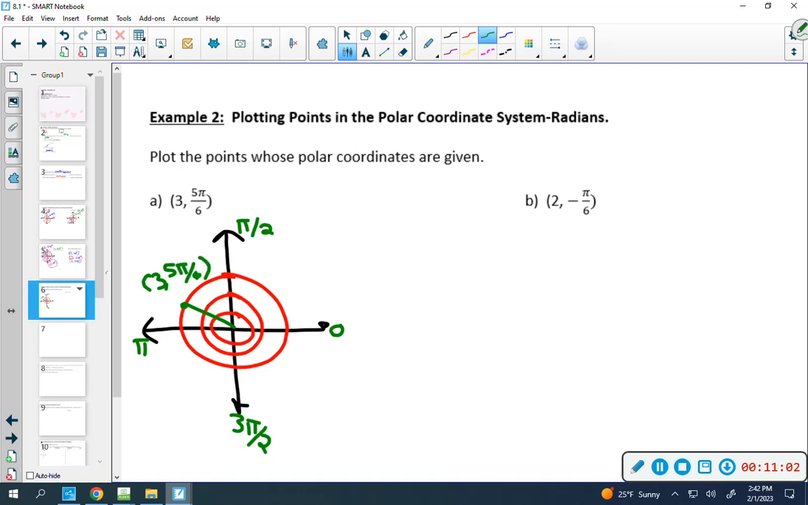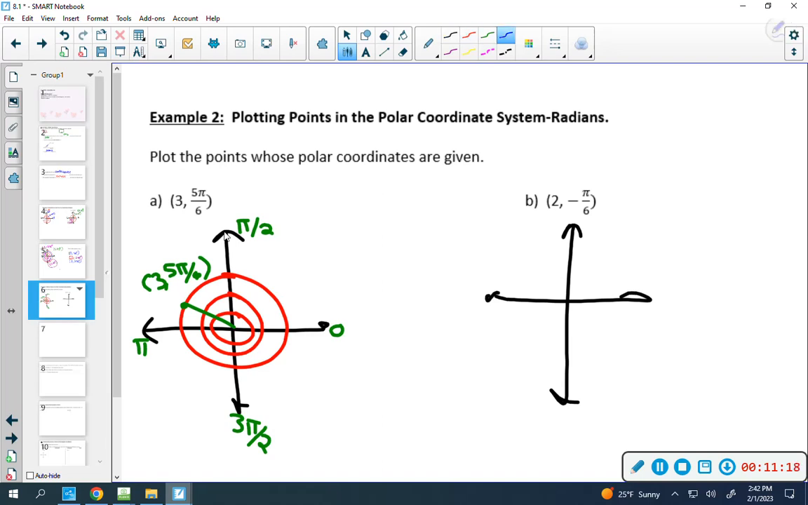Okay, easy enough. I'm going to gimp over and do B. It's going to be rough.